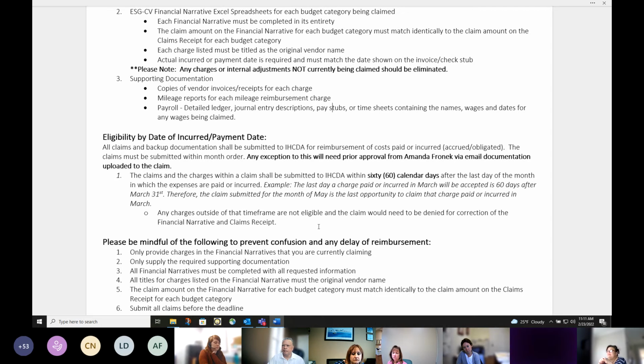The claims and the charges within a claim shall be submitted to IHCDA within 60 calendar days after the last day of the month in which the expenses are paid or incurred. So, for example, the last day a charge paid or incurred in March will be accepted is 60 days after March 31st. Therefore, the claim submitted for the month of May is the last opportunity to claim that charge paid or incurred in March. Any charges outside of that time frame are not eligible, and the claim would need to be denied for correction of the financial narrative and claims receipt.